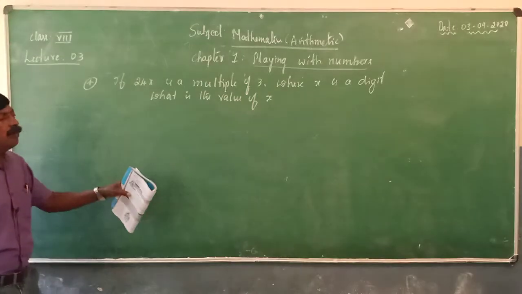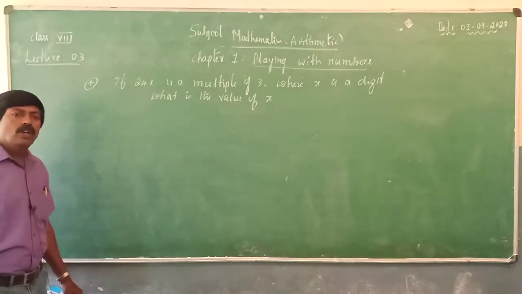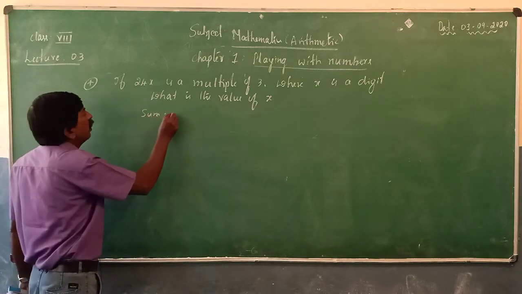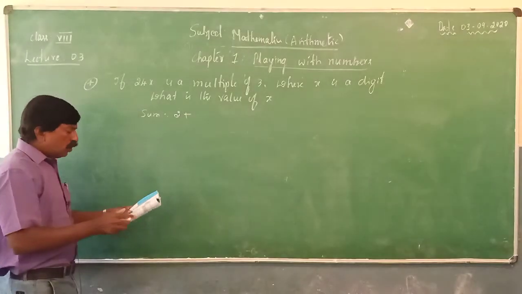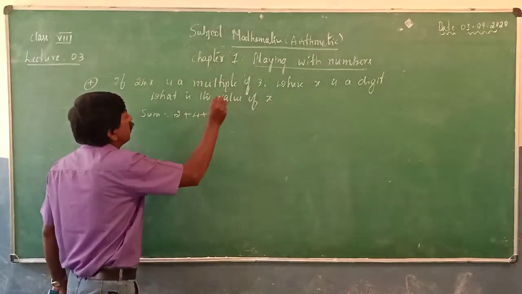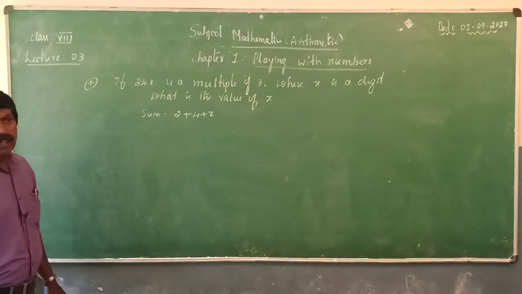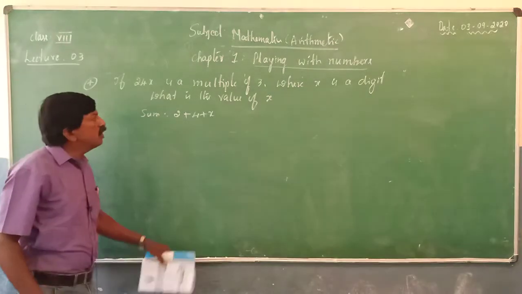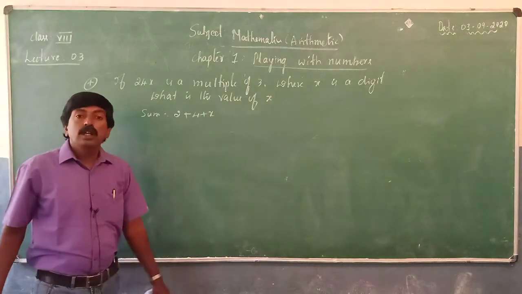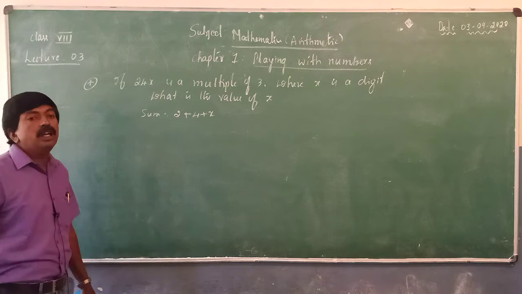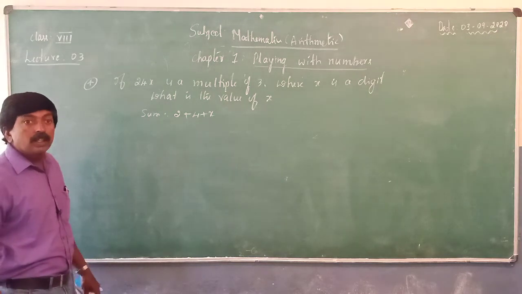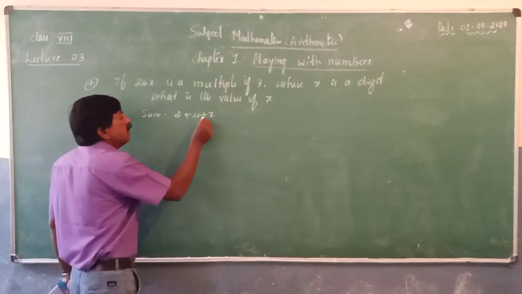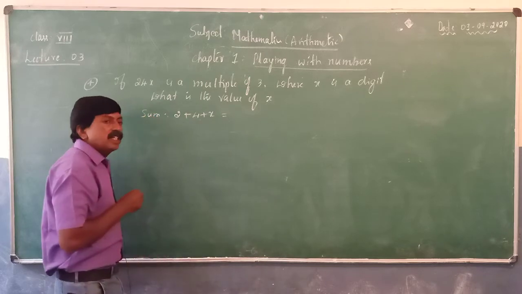Very interesting. It's a multiple of 3, it's not a multiple of 9. Of course, 3 divides 9, 3 is a factor of 9. Now, we can find the sum, which is 2 plus 4 plus x, the 3 digits in the numeral. If it is divisible by 9, definitely it will be divisible by 3. But if it is divisible by 3, it may or may not be divisible by 9. We can remember that.